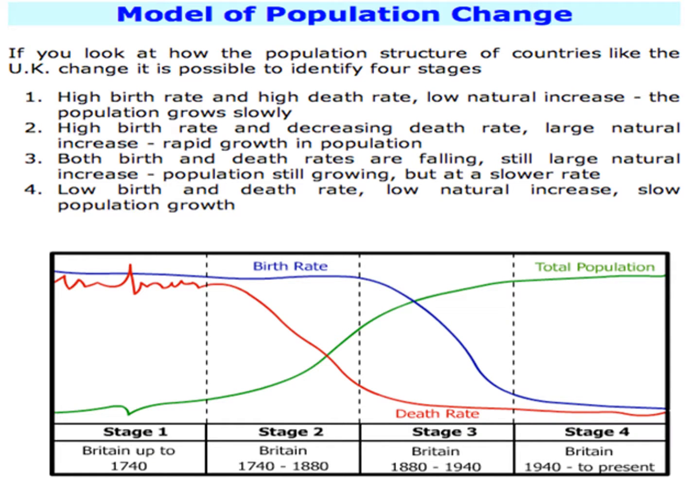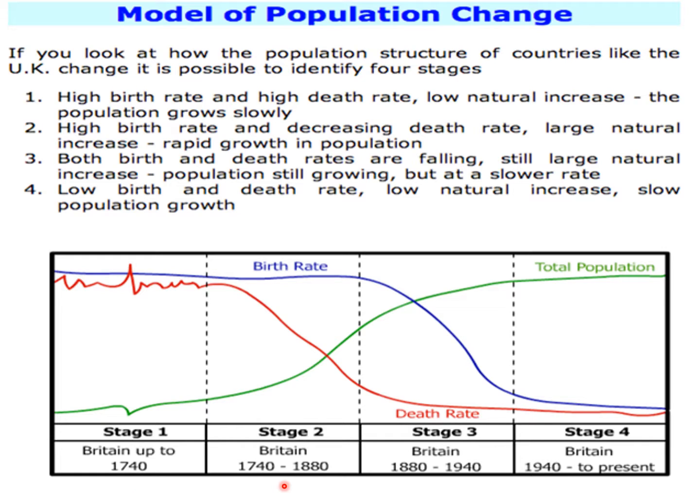In the model of population change, if you look at how the population structure of countries like the UK changed, it is possible to identify 4 stages. The UK was the first to experience the Industrial Revolution. As we see here in stage 1, we have high birth rate and high death rate, low natural increase. The population is growing very slowly.